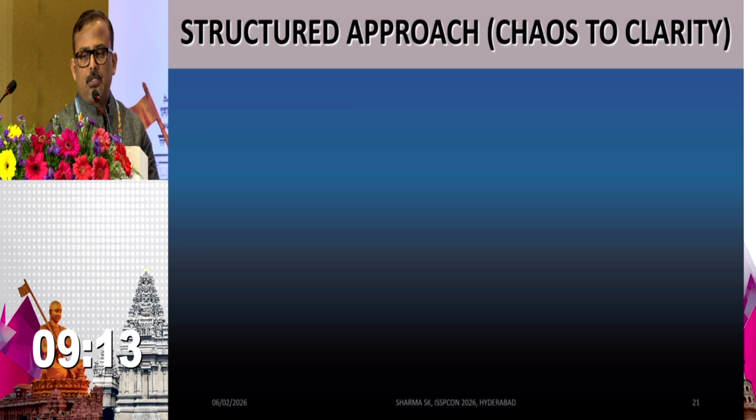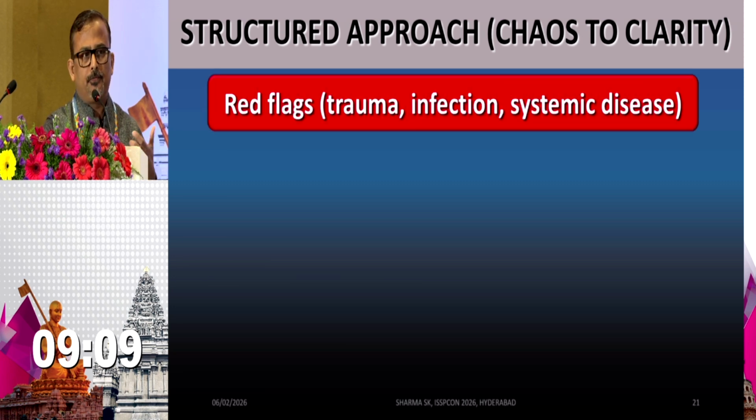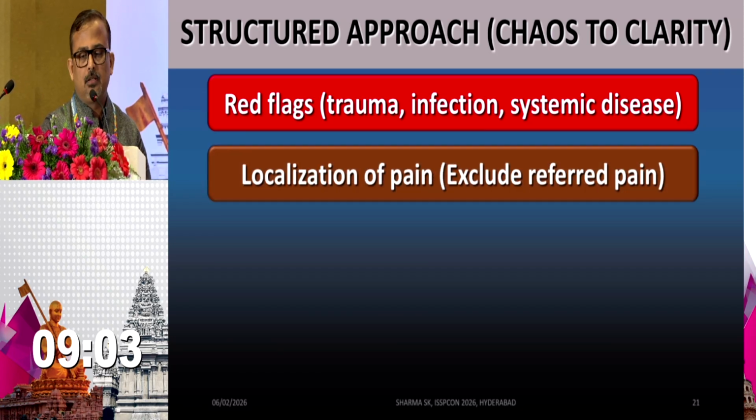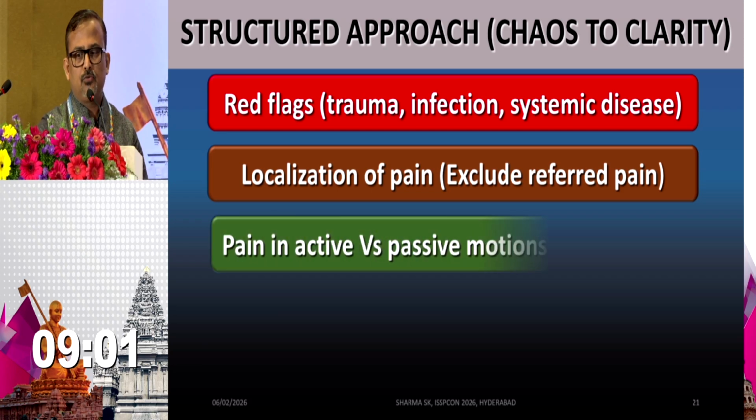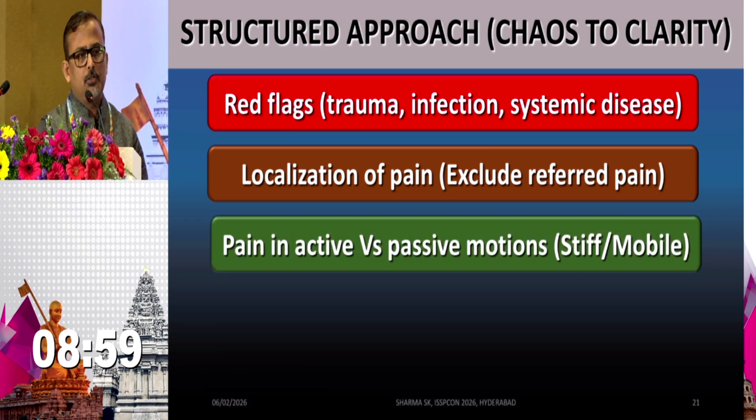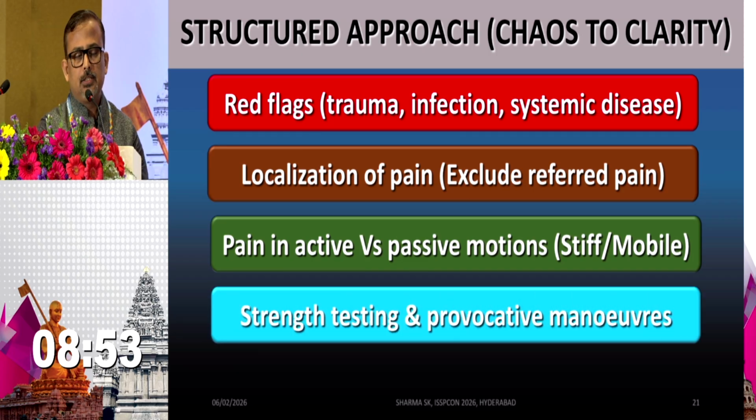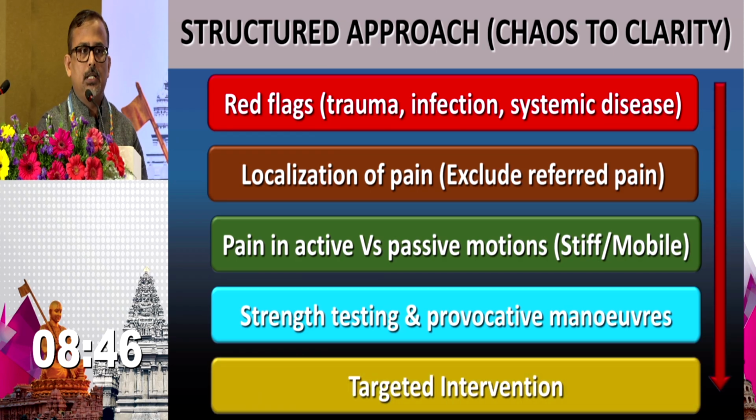Second part of the algorithm is basically the algorithmic approach. You have 5 important features based on which you can go for the algorithm. One is to identify the red flags. You have the localization of pain to exclude referred pain. Then you have the pain, whether it is on active range of motion or on passive range of motion. Then you have the strength testing or the provocation maneuvers or the tests. And finally, you have the intervention.